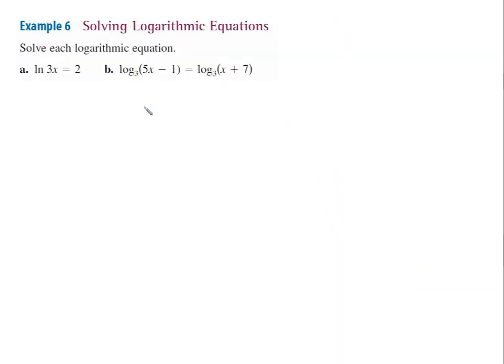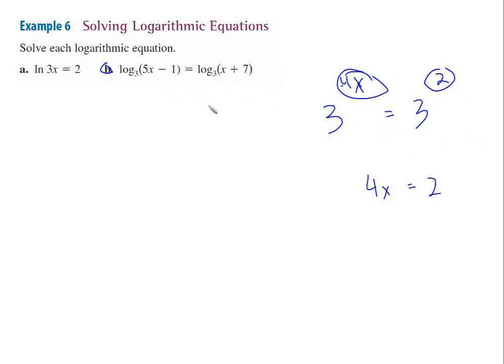Alright, so let's take a look at this example here. So we have example B, log base 3 of 5x minus 1 is equal to log base 3 of x plus 7. So basically the idea is this. You know how when you have the same base, you can take the exponents and make them equal to each other, because basically the left side and the right side has to be exactly the same. That's why we could make this equal to this right here. This is the same idea.